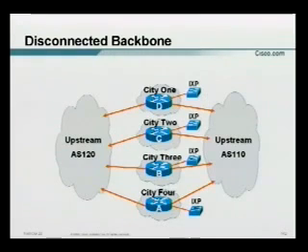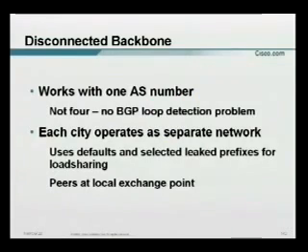They're connecting to an exchange point as well as having their own network. They've got two upstream ISPs, AS110 and 120. It works fine with one AS number. Sure, it works with 4 AS numbers, but it works fine with one AS number. Again, because you've got no BGP loop detection problem. Each city operates as a separate network, and it uses defaults and selected leaked prefixes for load sharing.